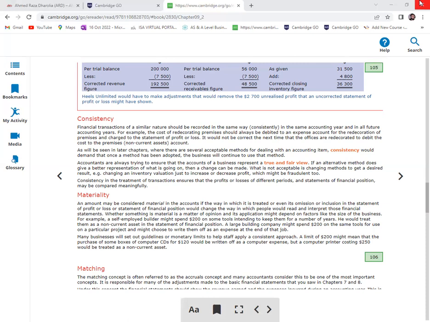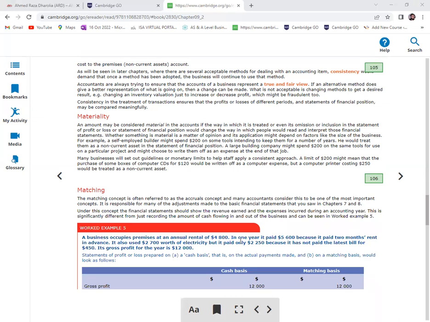The next concept is the matching concept. This concept we usually discuss when we are discussing depreciation, because depreciation is driven from this concept. What is the matching concept? Your income must be matched against your expenses. For example, if we have an asset and we are utilizing this asset, it is giving us income; this asset is bringing economic benefits to us.